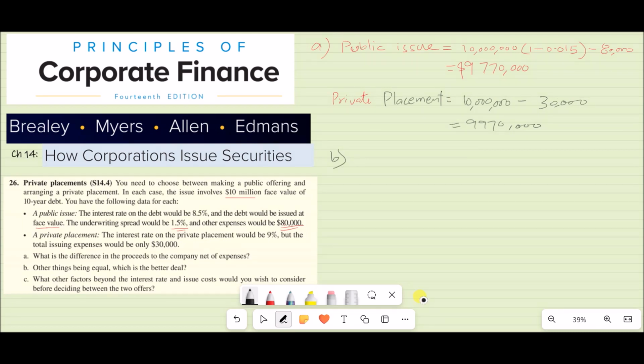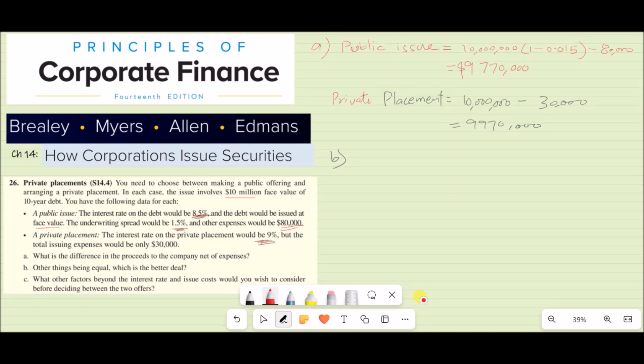Part B. Other things being equal, which is a better deal? If we ignore the interest expenses, then it seems that private placement is a better deal because it provides us more money as compared to the public issue. If we include the interest, then we can see that the public issue has a lower rate, only 8.5%, while the private issue has the higher interest, 9%. So there is a difference of interest expenses in both cases. We will compare these two on the basis of it. For interest expenses, we know that we have to pay these expenses every year.